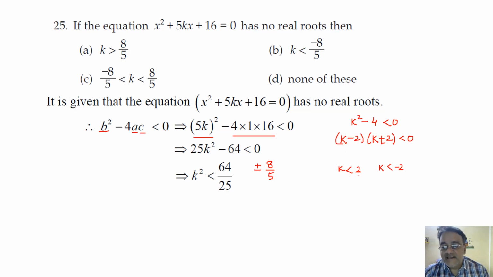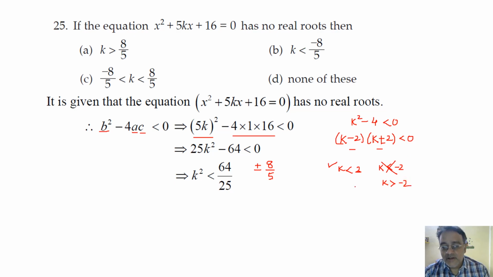So K is less than 2, nearest value is 1. Substitute 1, negative, positive. So that means it is satisfying, right? Now K is less than -2. -3 you take. If you take -3, what you are getting? Sign negative, negative. तो ये satisfy नहीं कर रहा है. So that means K is greater than -2.